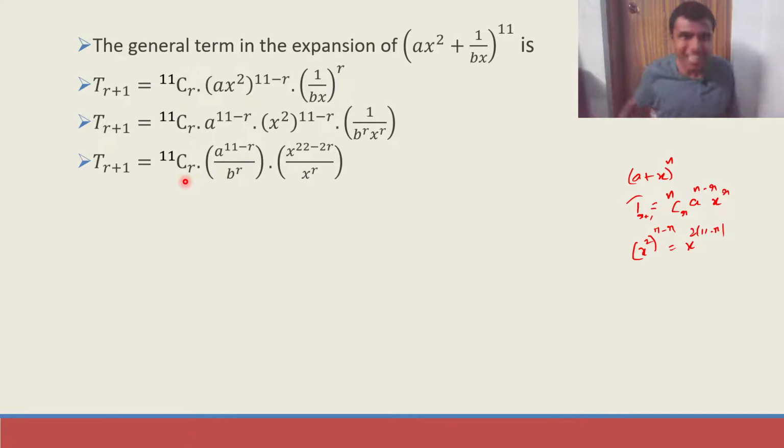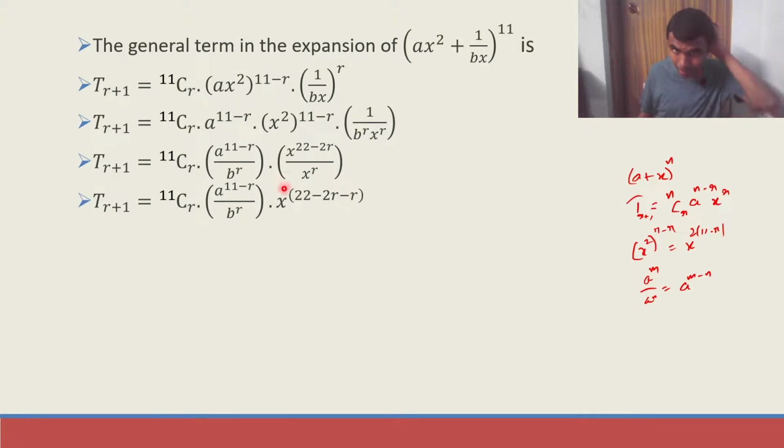Fine. Now next, x power 22 minus 2r by x power r. From the law of exponents, which is used pretty often here, a power m by a power n is nothing but a power m minus n. So x power 22 minus 2r by x power r is nothing but x power 22 minus 2r minus r. See the step instead of me speaking. Basically this minus r, since a power m by a power n is a power m minus n.